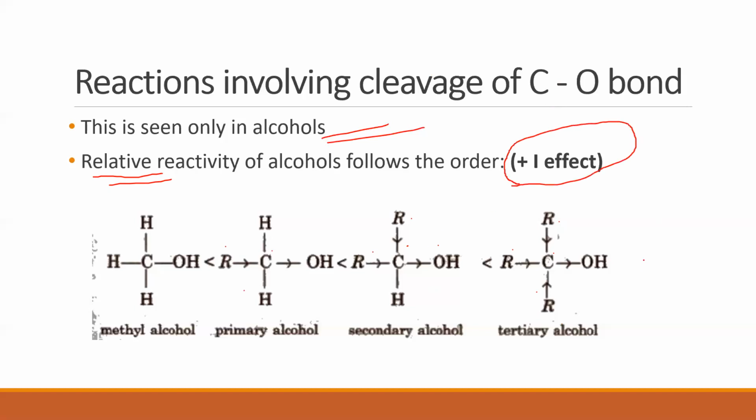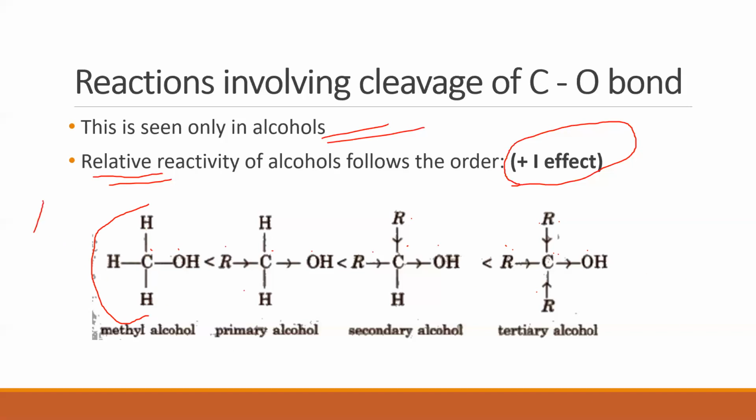Answer lies here. It's because of plus I effect or electron releasing inductive effect. We have seen that R groups are electron releasing in nature. More R groups attached to a carbon, more is the electron density on this carbon and on oxygen. Thereby, it is easy for us to break the bond. Less the number of R groups, less the electron density on carbon and oxygen, and more difficult for us to break the bond. And when we look at methyl alcohol, it's pretty straightforward. All three are hydrogens. Hydrogens are neither electron releasing nor are they electron withdrawing. So therefore, they will not contribute to the electron density on carbon and oxygen, thereby making them the least reactive.